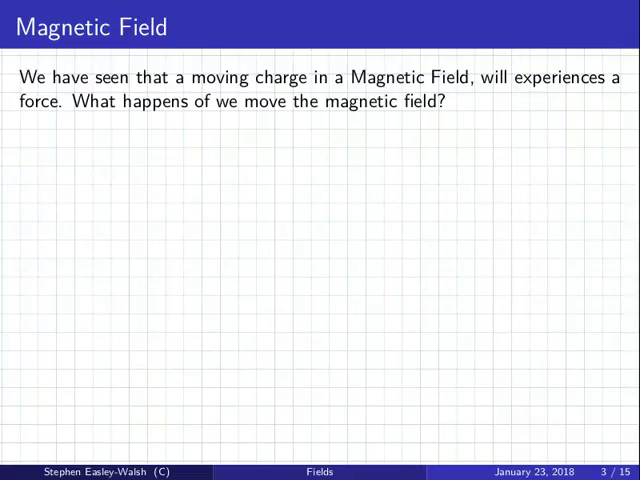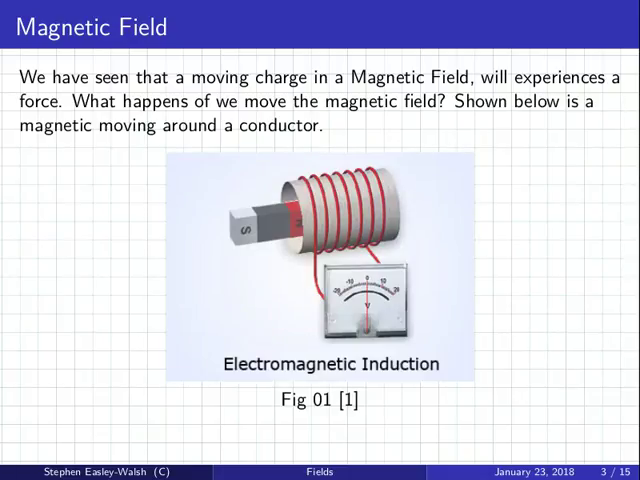Okay, so what happens if we move the magnetic field? Let's say in the previous lesson we have the magnetic field which doesn't move, and then we have a charge that we move, and there's a force on it, QVB. But now we'll do something a little different. This time we have a conductor and we move the magnetic field. And in fact, what happens in that situation when we move the magnet, we actually make a current.